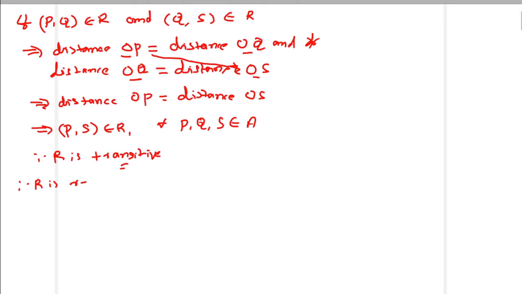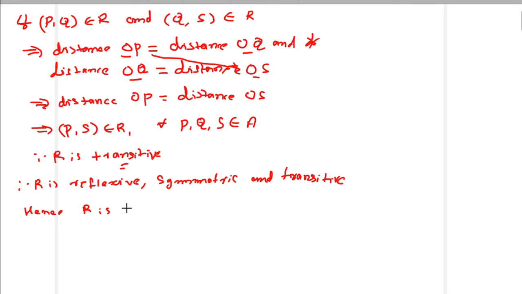Okay. Hence, therefore, R is reflexive, symmetric, and transitive, and hence R is an equivalence relation.